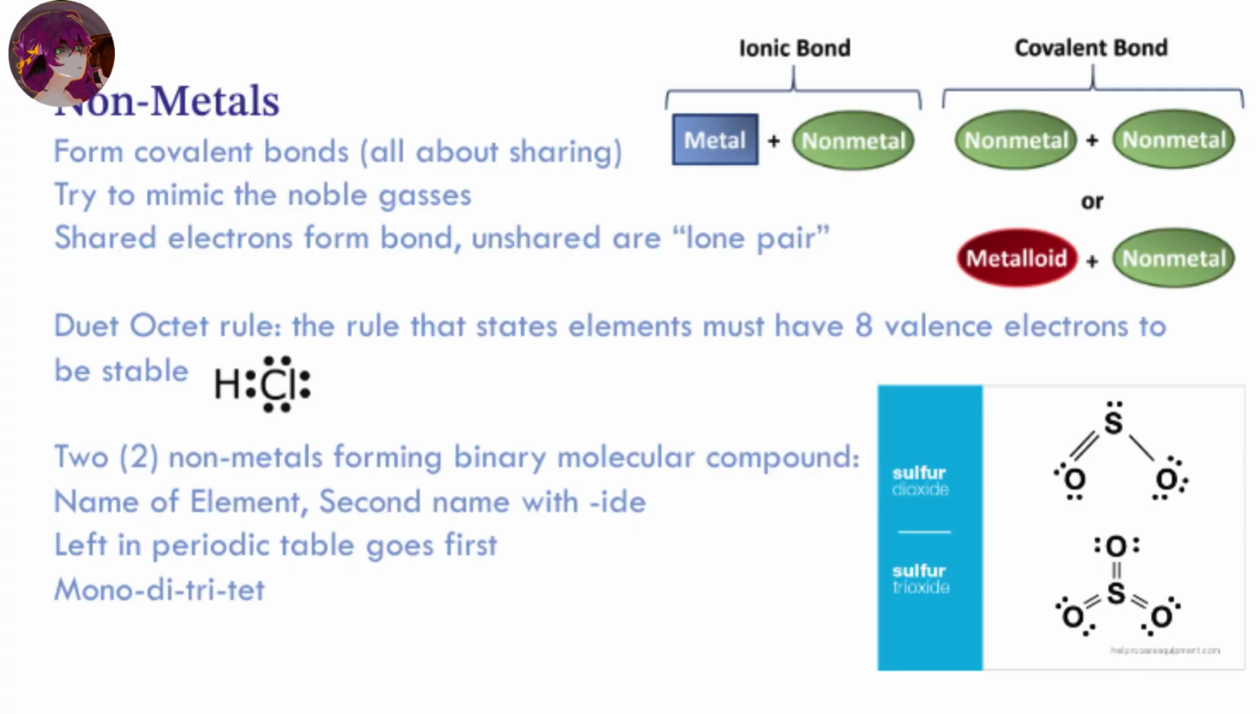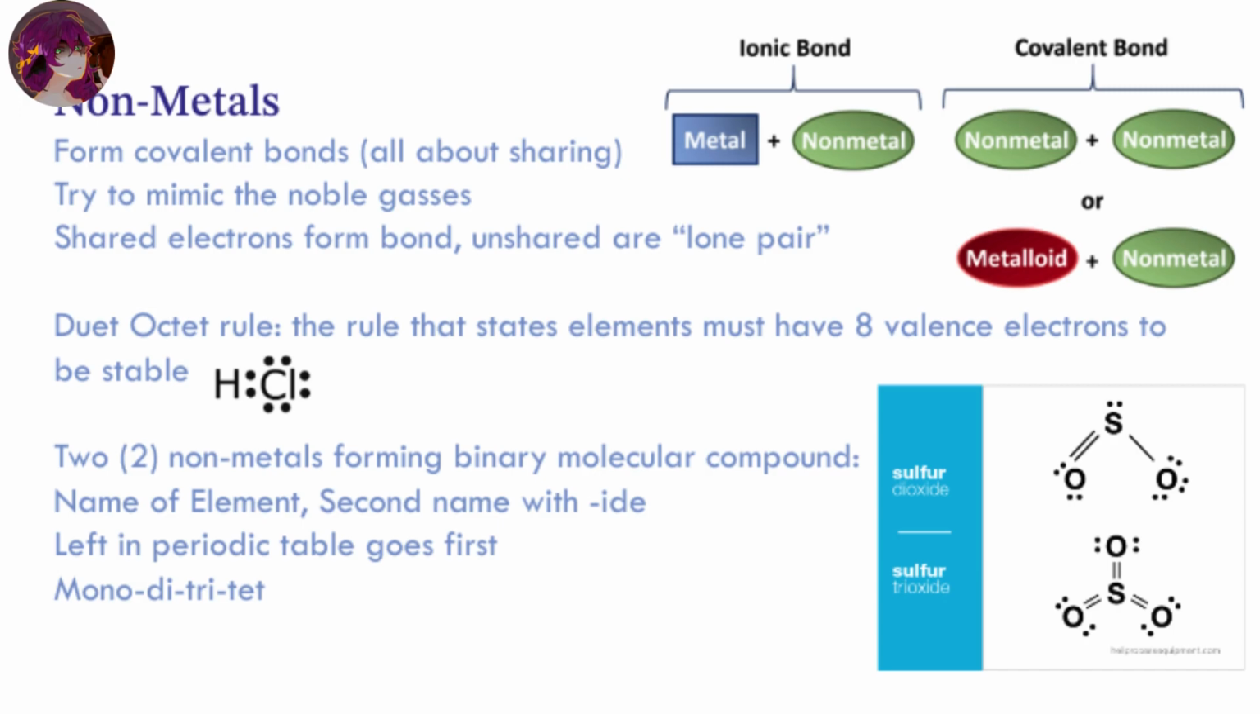First, we have the nonmetals. As you can see in the little infographic to the right, we have ionic bonding with metals and nonmetals, and covalent bonding with nonmetals and other nonmetals or metalloids. So, nonmetals form covalent bonds, and it's all about sharing, and they try to mimic the noble gases. The electrons that are shared are called a bond, obviously, and the unshared ones are called lone pairs.